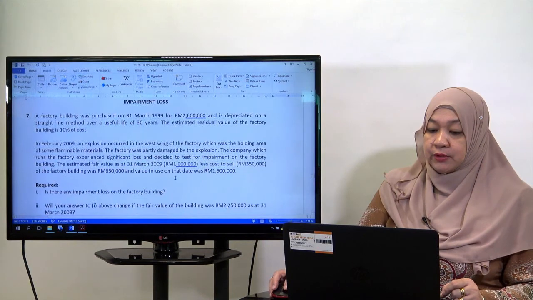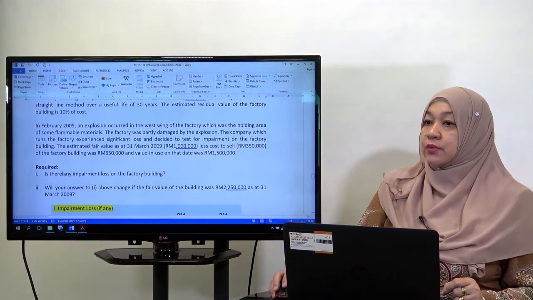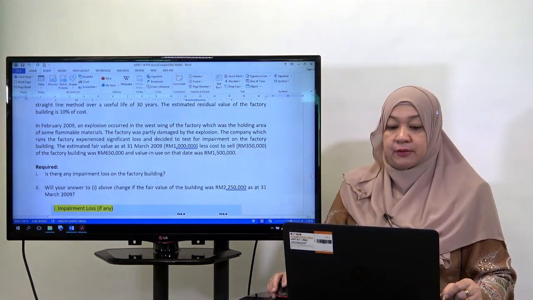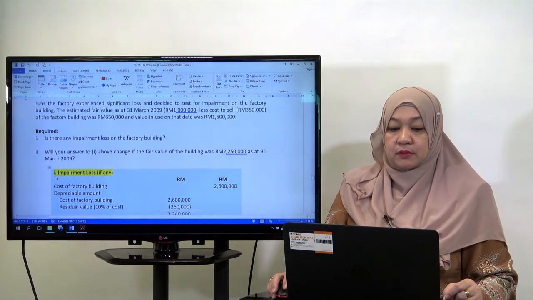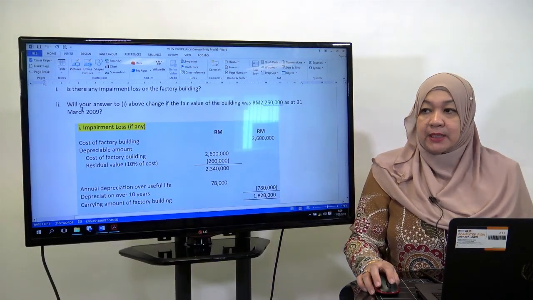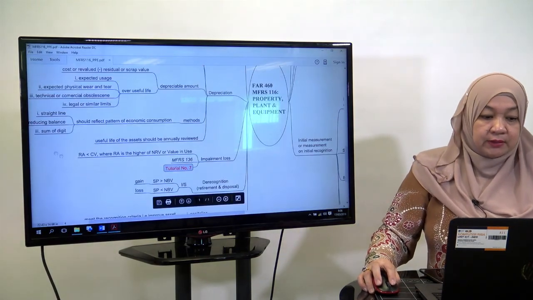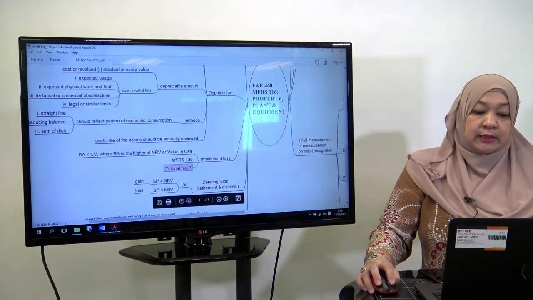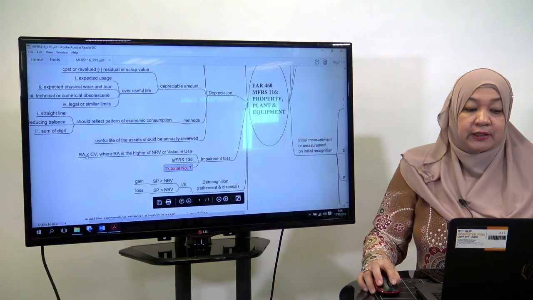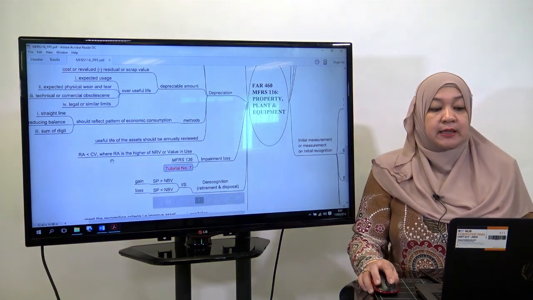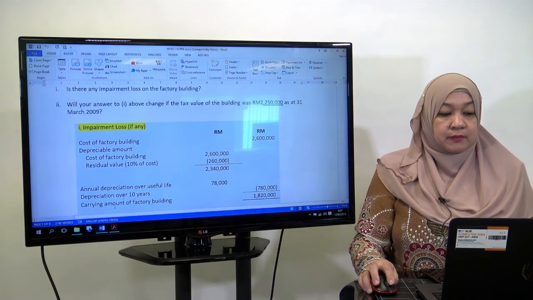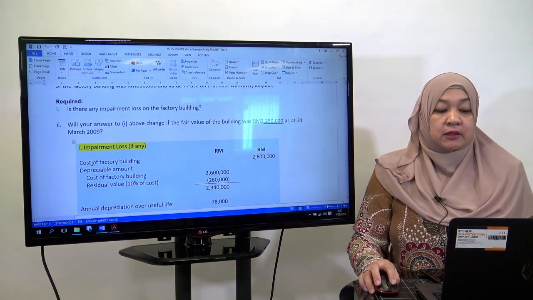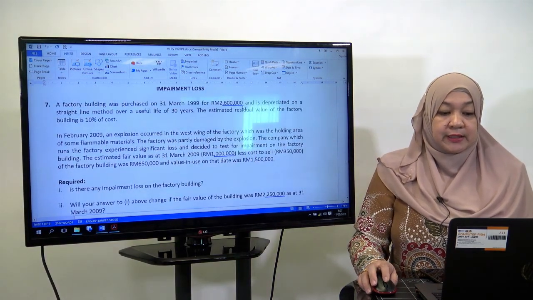Okay, so coming back to the tutorial question, they ask us whether there is an impairment loss on the factory building. You have to determine the difference between recoverable amount and the carrying value and see whichever is lower. If the recoverable amount is lower than the carrying value, then there is an impairment loss. So to determine whether there is an impairment loss or not, we look at the cost of factory building, which we spent 2.6 million.